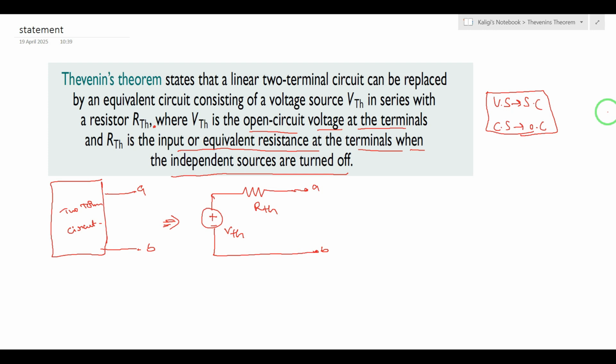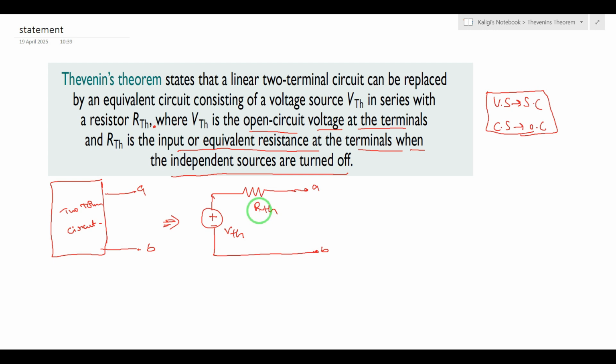Okay, hold here. Please check the below circuits. There is a left side one, right? This is the two-terminal circuit. This is any linear two-terminal circuit. There are two terminals A and B. So this can be replaced by a voltage source in series with a resistance. That voltage source can be called VTH, Thevenin voltage. RTH can be called Thevenin resistance. Okay, so this is Thevenin's theorem.